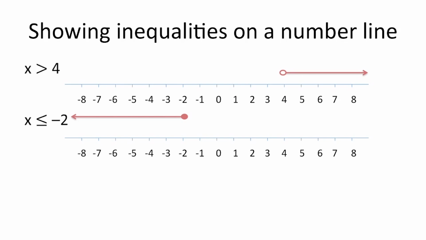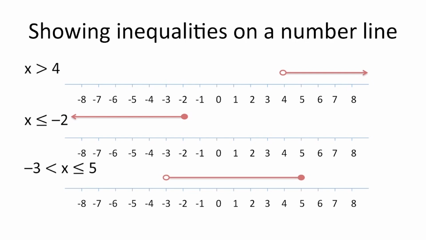Now, what happens if we have an inequality that's between 2 numbers? Well, let's look at an example here. -3 and 5 are the 2 numbers that x can be between. Notice that x is supposed to be larger than -3, but less than or equal to 5. So if we have our number line again, our 2 numbers in the inequality get marked on. -3 though will be an open circle, and 5 will be a closed circle. Then the inequality are all those numbers between the 2, which we join up with a straight line.